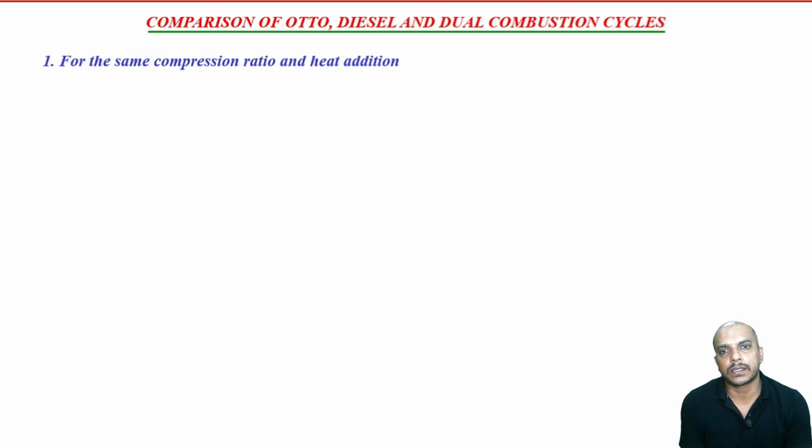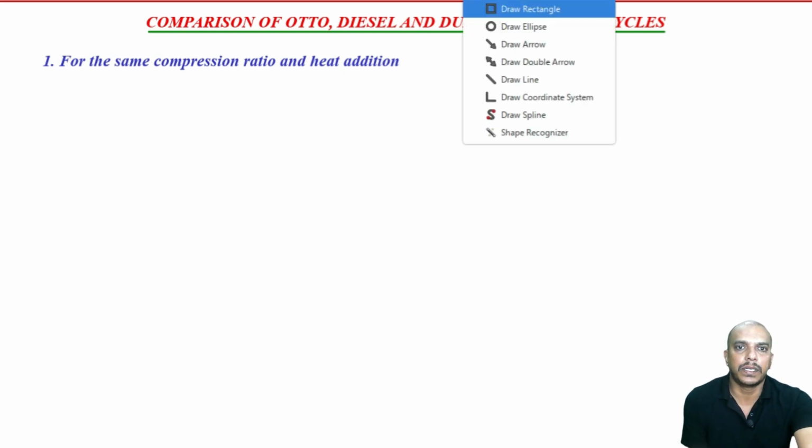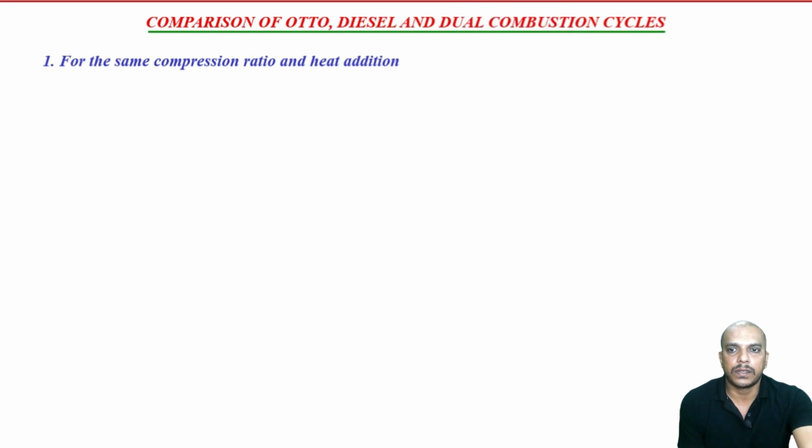In this video, let us compare Otto, diesel and dual combustion cycles. Now, let us consider the same compression ratio and heat addition, so we can compare these cycles. In order to compare these cycles, let us start with PV and TS diagram. We know that for the same compression ratio and heat addition, we will start with PV and TS diagram.